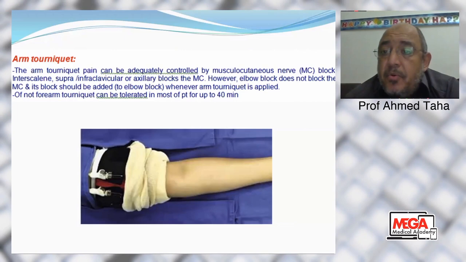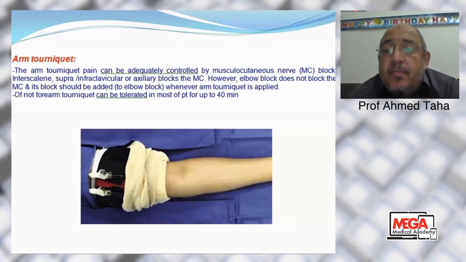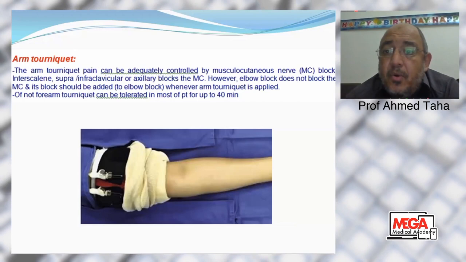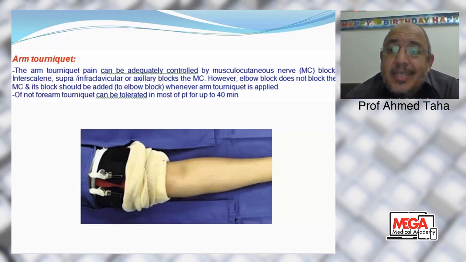All proximal blocks block the musculocutaneous. Interscalene blocks the musculocutaneous. Supraclavicular blocks the musculocutaneous. Infraclavicular blocks the musculocutaneous. And the axillary blocks the musculocutaneous. So all of them can tolerate the tourniquet.